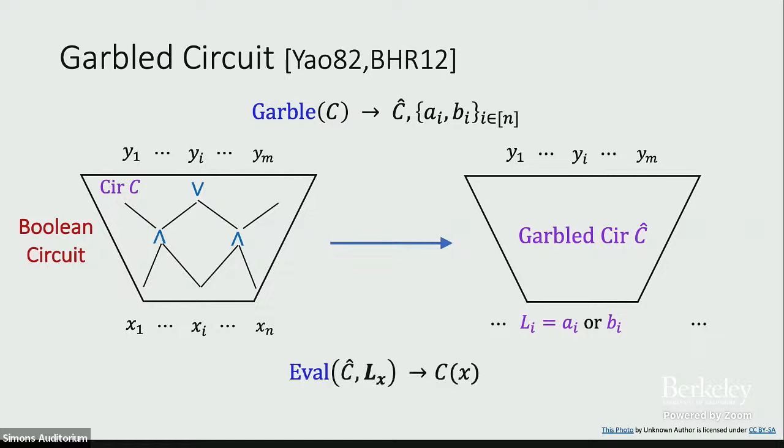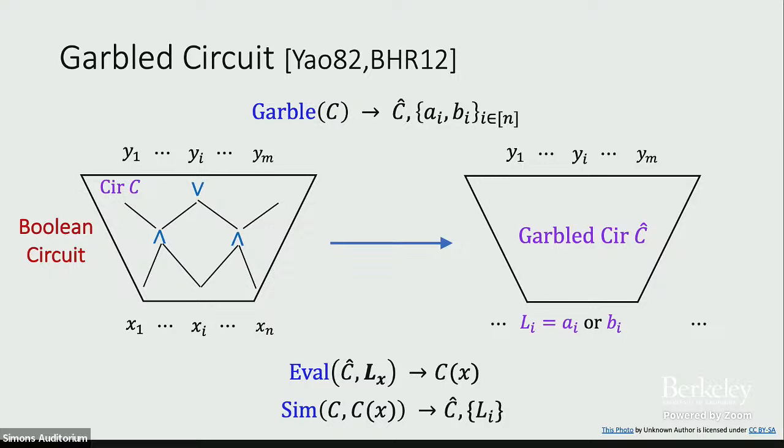And the guarantee is that given one of the labels for each of the input wires, which is chosen according to the input you want to evaluate on, so if x_i is 1, you choose a_i, and if x_i is 0, you choose b_i, given the garbled circuit together with the input labels, we can get the output. The nice thing is that that's the only thing one can get.